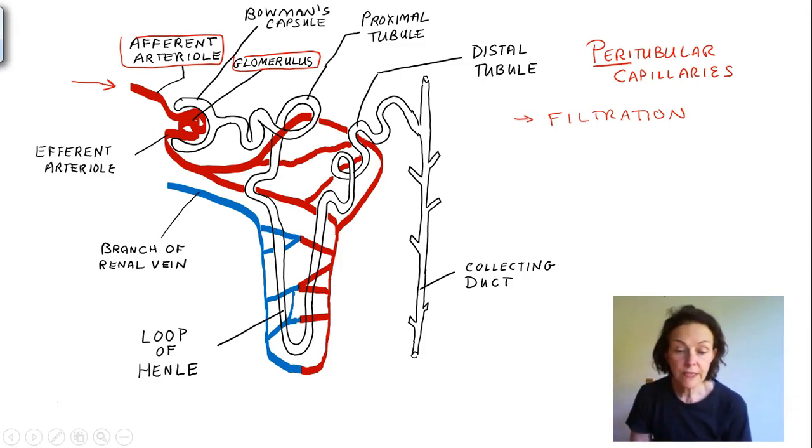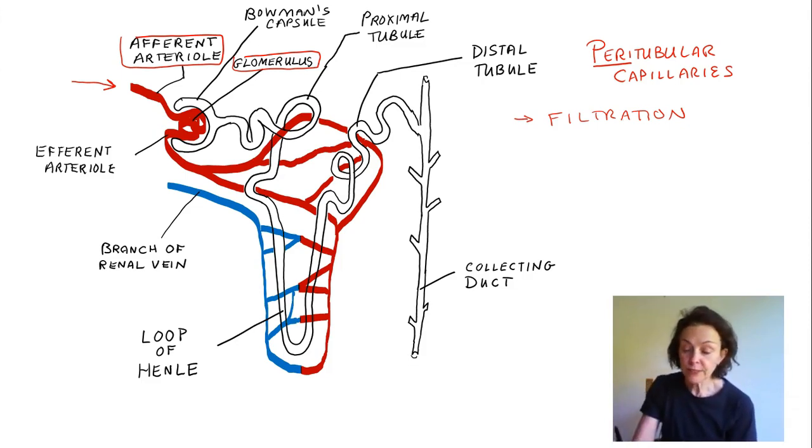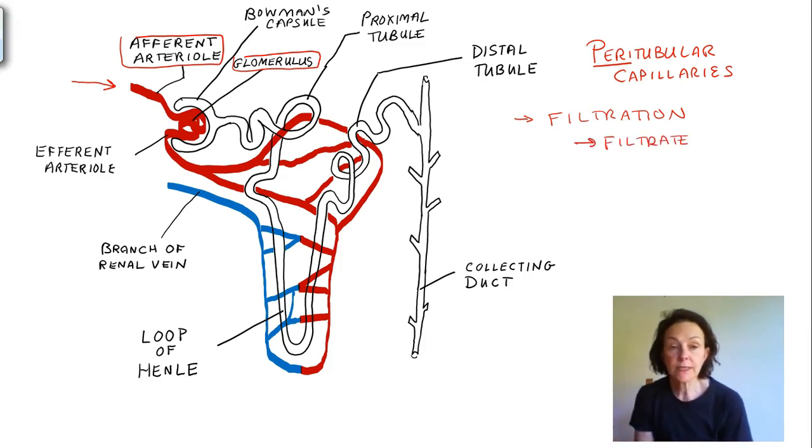And then the substance formed is called the filtrate. The filtrate does not contain large molecules, large proteins. They can't squeeze through the blood vessels, and it also does not contain cells.